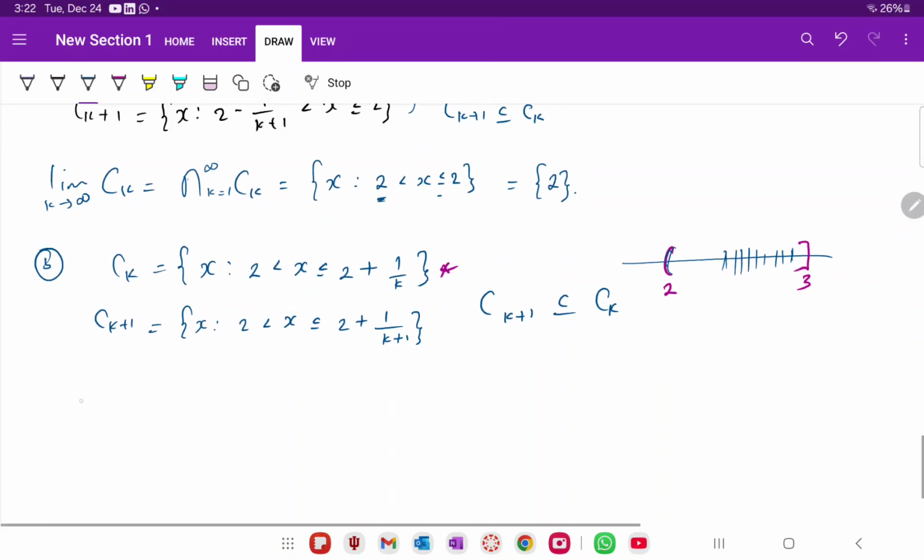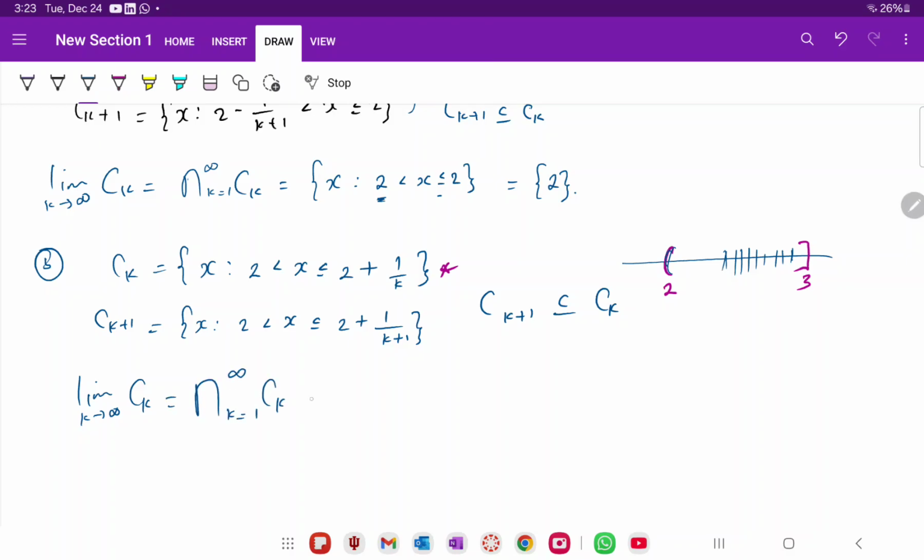So for large k, the limit as k tends to infinity of C_k, for sufficiently large k also, we are going to have x such that x is greater than 2 and also less than or equal to 2. So obviously this is just 2.